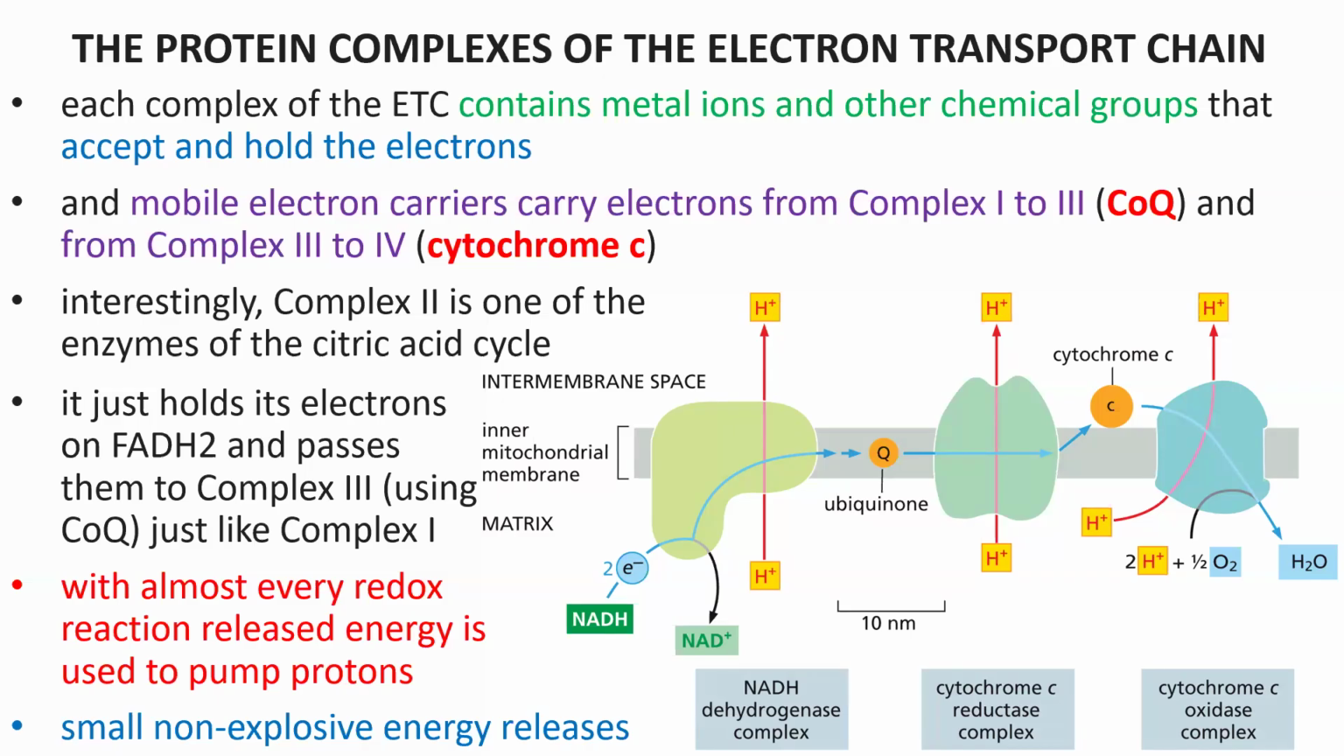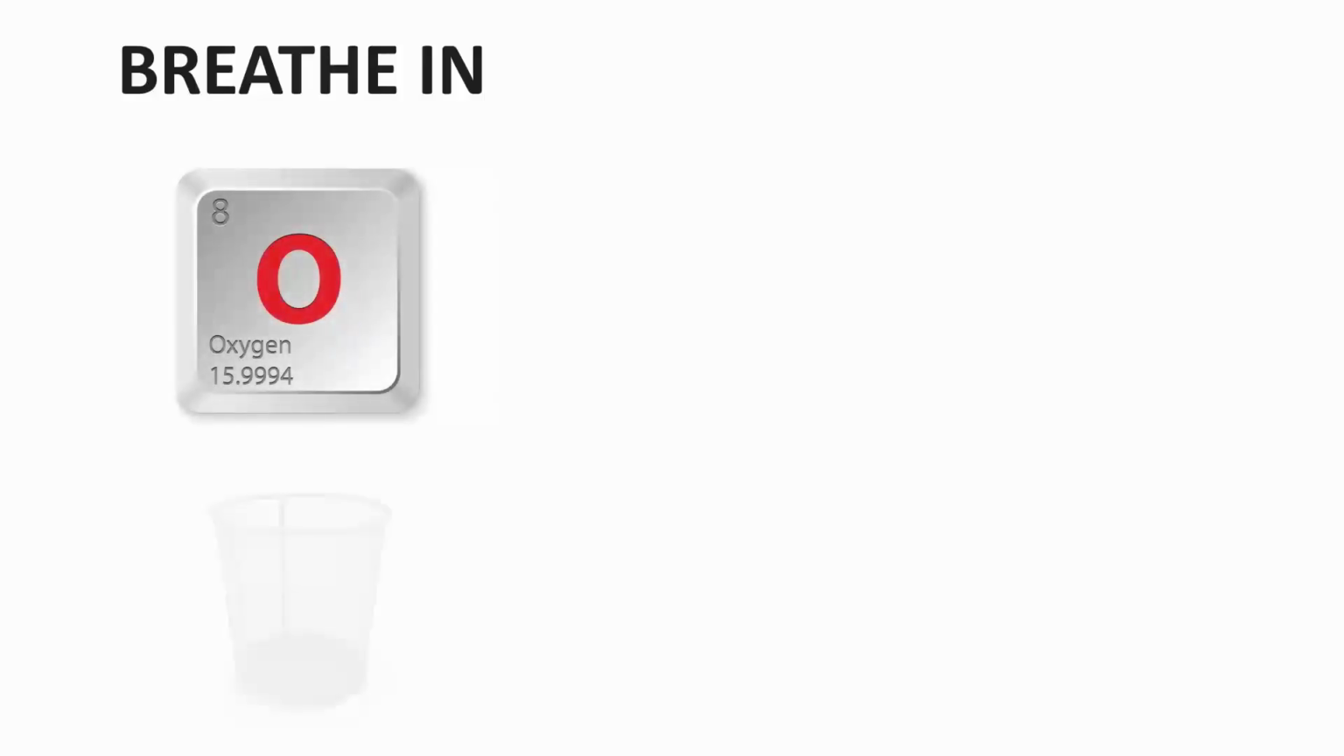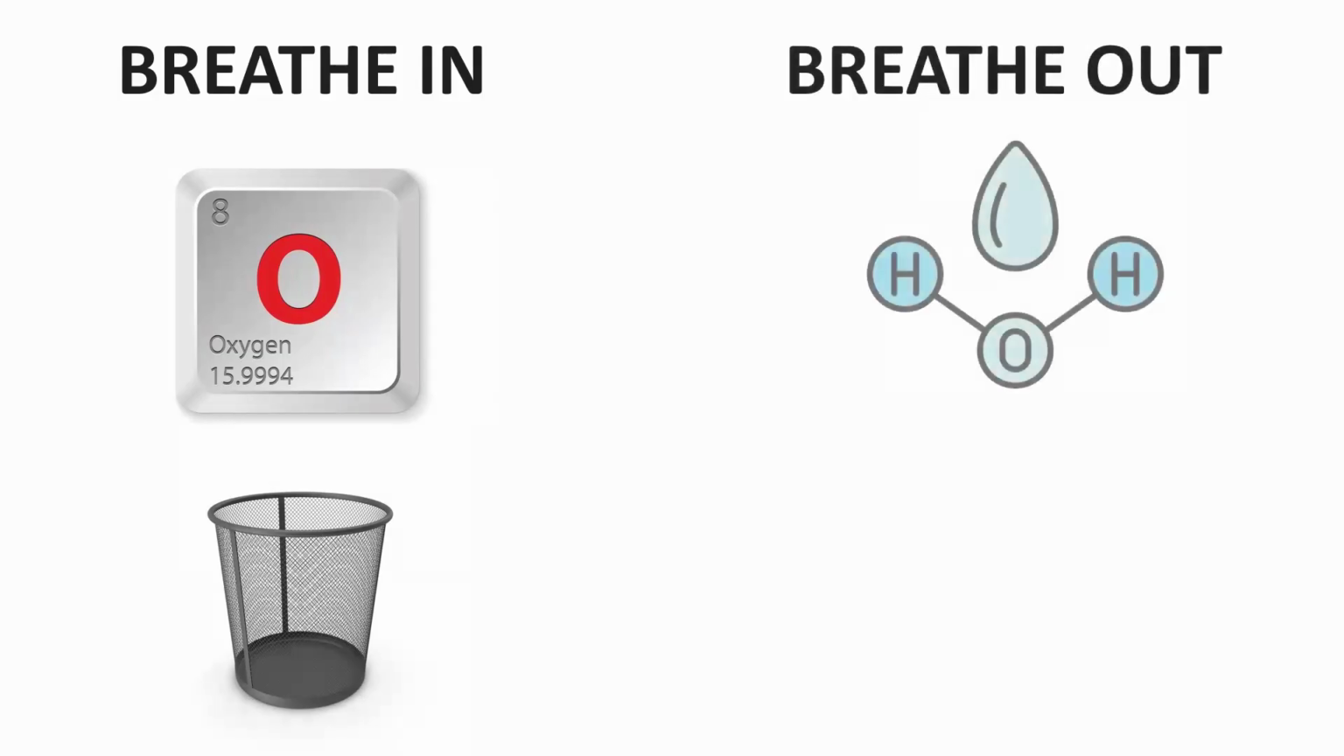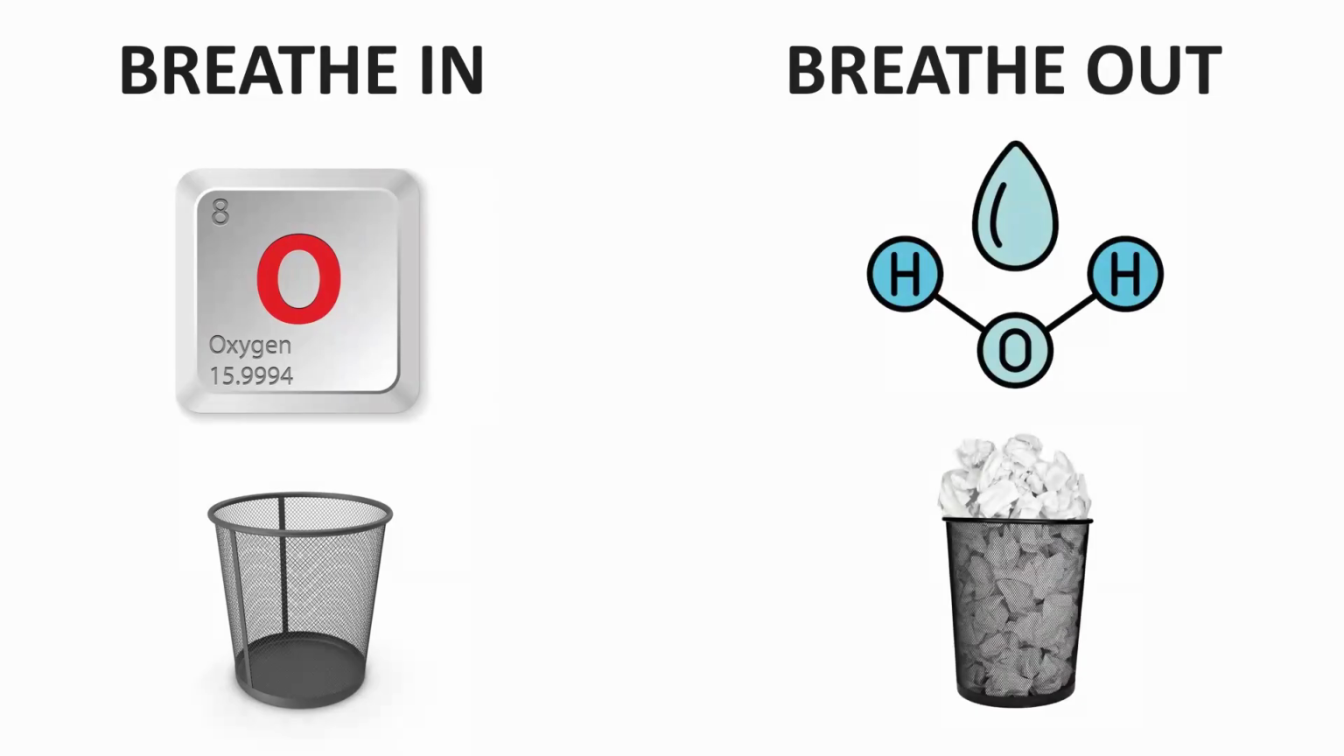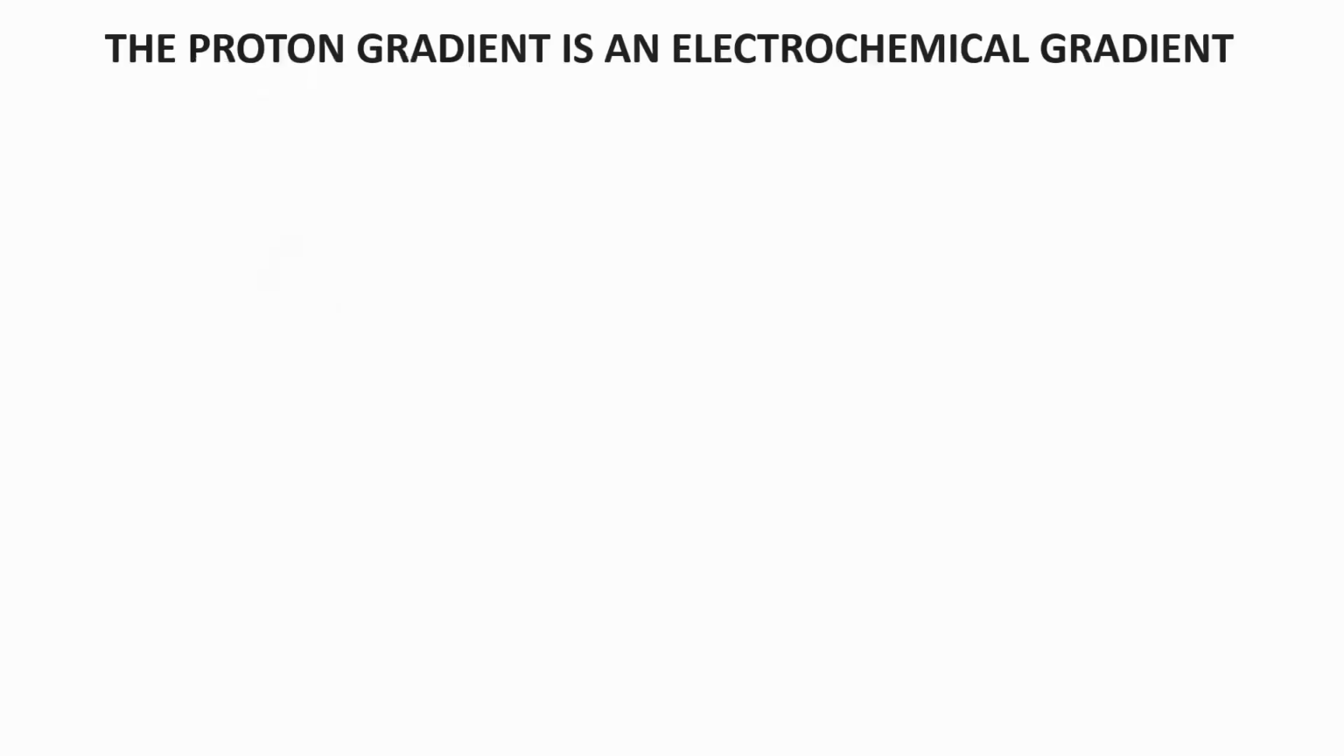And this is what we mean by discrete packets of energy. Each of these redox reactions is releasing a little bit of energy from glucose, and that energy can be captured and used to pump protons. We already talked about the metabolic water. So again, breathe in, oxygen, empty trash cans waiting for spent electrons. Breathe out, water vapor. That oxygen is now reduced, carrying those waste electrons, the electrons from glucose that are no longer of any value.